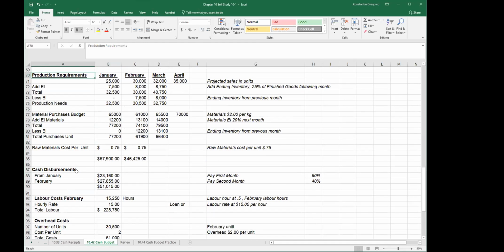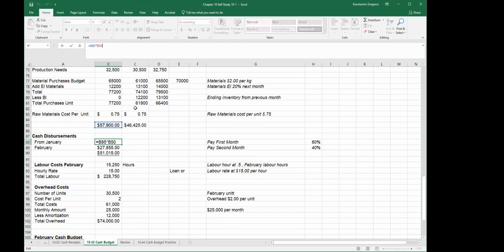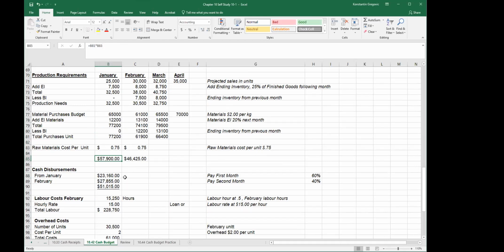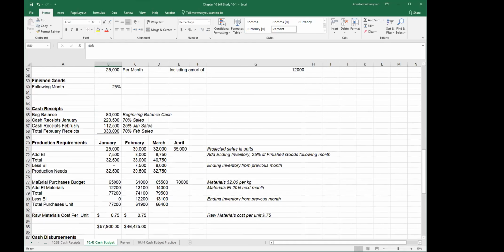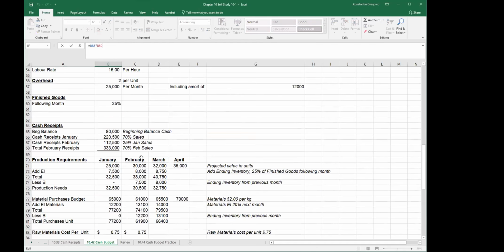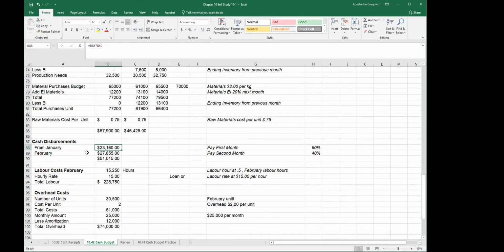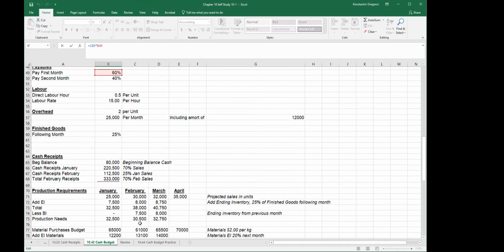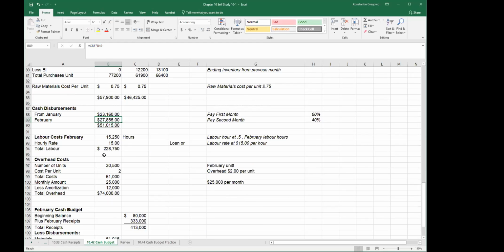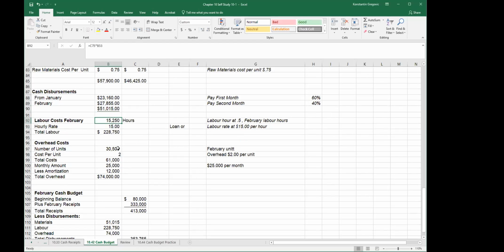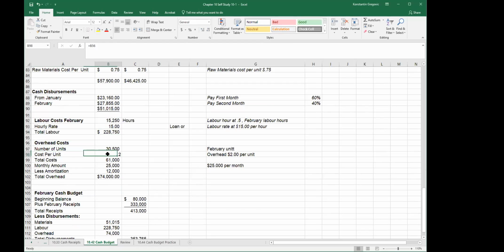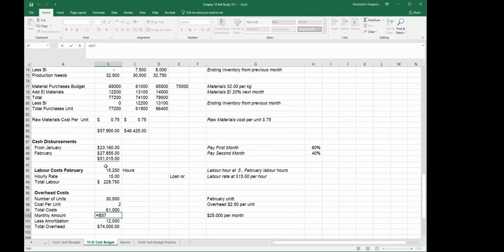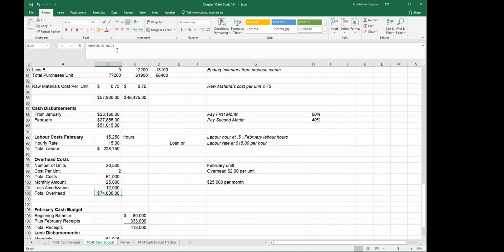Okay, so now I got my cash disbursements. Actually, I need to calculate my cash disbursements now based on what I've calculated on my production. So remember, for payables, it's pay first month 60%, pay second month 40%. So my disbursements are 57,000 from January. I've got my February 46,000, pay first month 60%. We go through the labor costs, 15,000 hours. Hourly rate is up here at 15. Total labor is 228. Overhead costs, cost per unit. You've got monthly amount of 25,000. I'm pulling the 25,000 overhead, but I've got amortization as well. So 74,000.